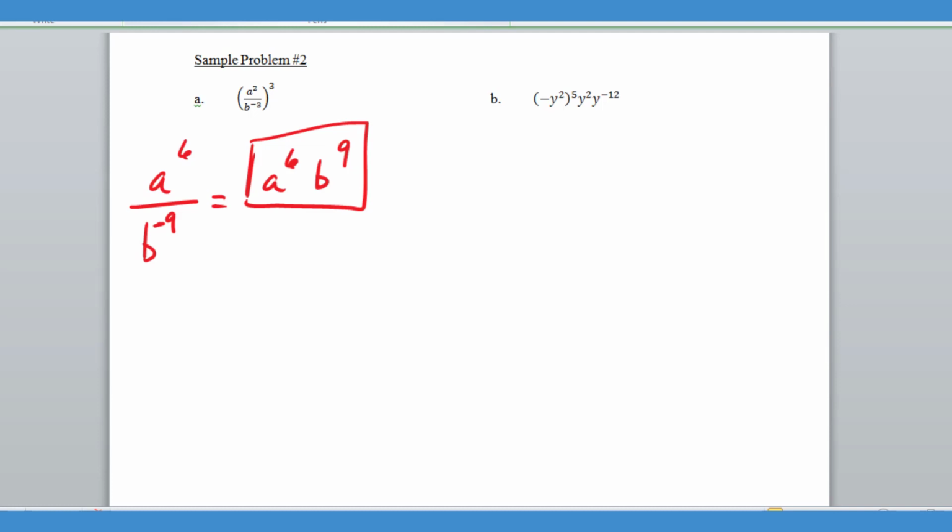Now, in part B, we have a whole bunch of y's going on here. This can be a little tricky with the negative y, but let's go ahead and take care of the exponents first. Negative y squared to the 5th power is going to give us negative y to the 10th power, y to the 2nd power, and y to the negative 12th power. Now, this negative y to the 10th power, the negative y is not the same base as the other y's. So what we really want to do is factor out a negative 1 from there.